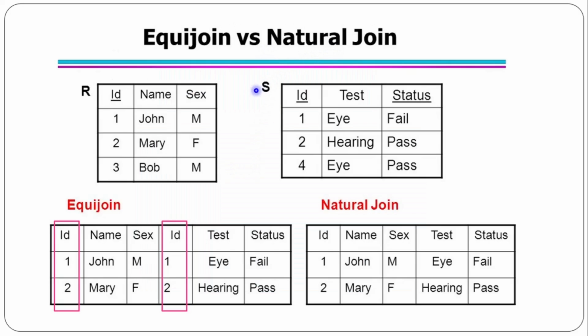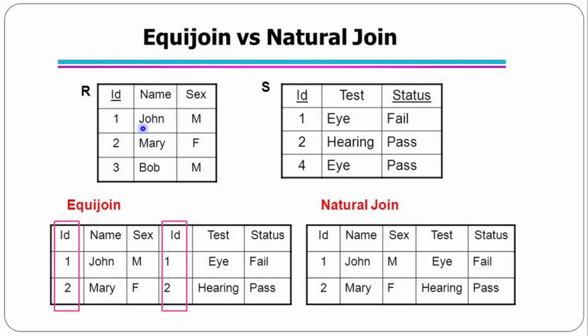Equi-Join versus natural join. Here there are two relations R and S, and here the ID is the common field, and we are performing the Equi-Join by using this ID field. While using the Equi-Join query, ID will be displayed twice. But while performing the natural join, the ID will be displayed only once.